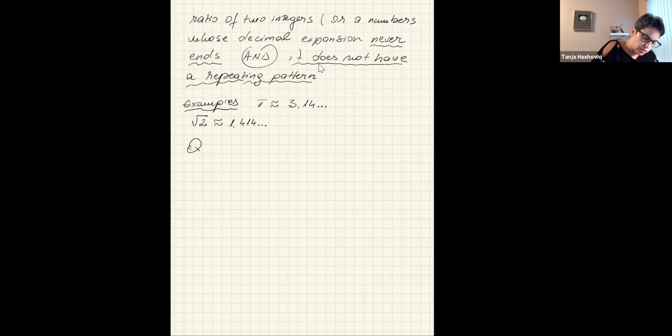So the set of all rational numbers together with the set of irrational numbers form the so-called set of all real numbers. So this notation means union of two or more sets.